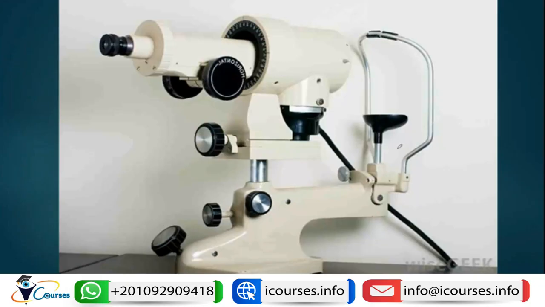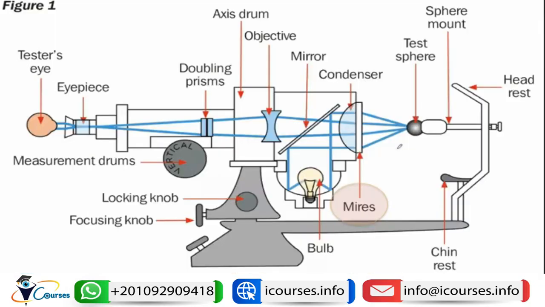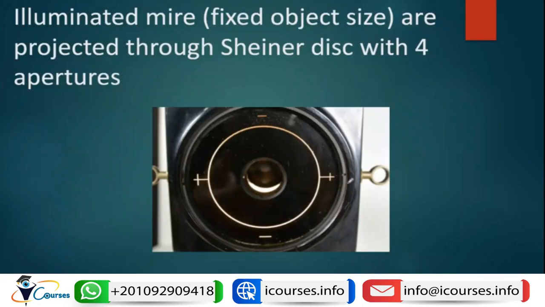Here is the shape of the Bausch and Lomb keratometer. So here is the optics. Here we have what's called the test sphere. This test sphere will project light through the mirrors, and these mirrors will be present with this shape.